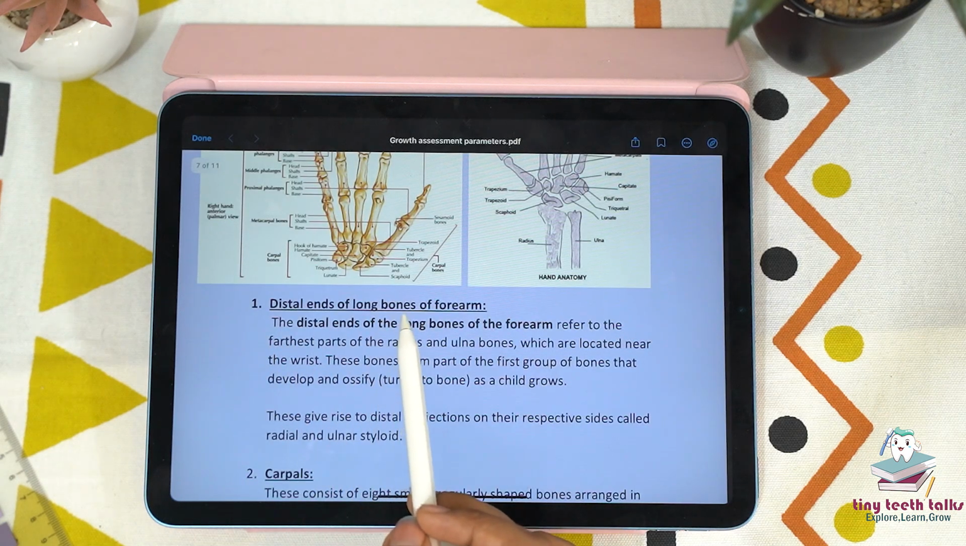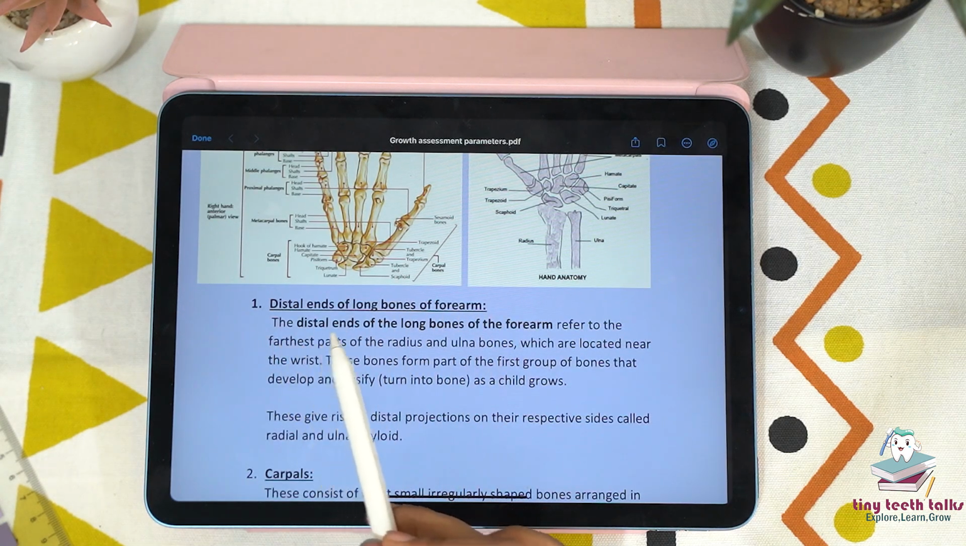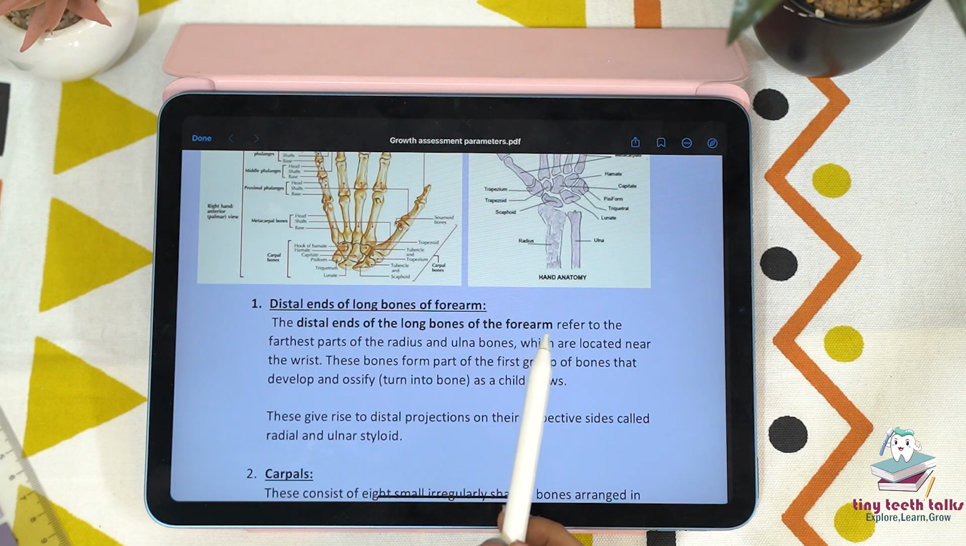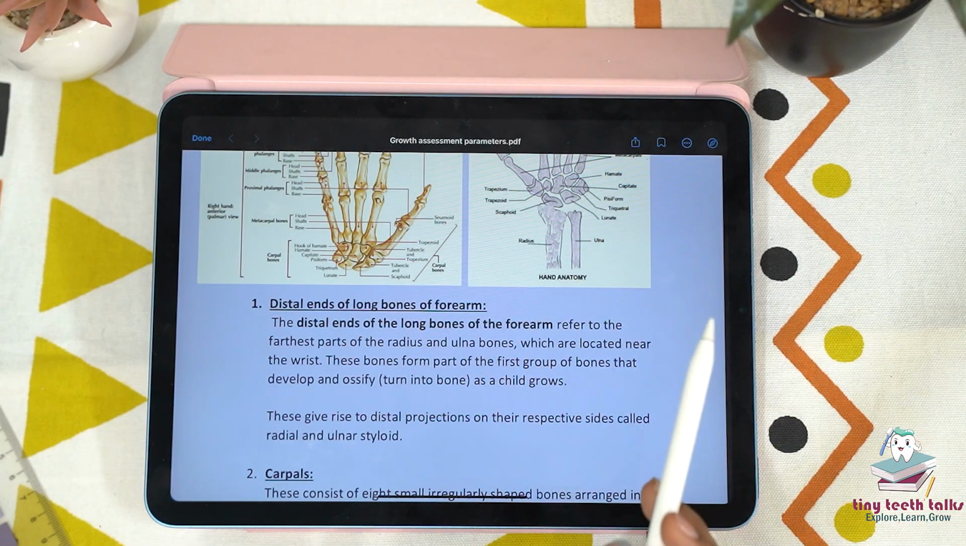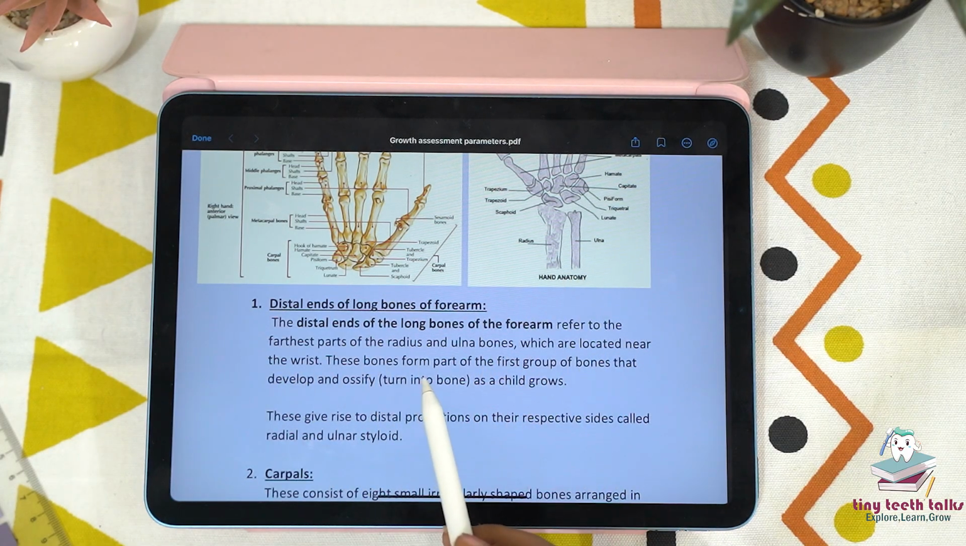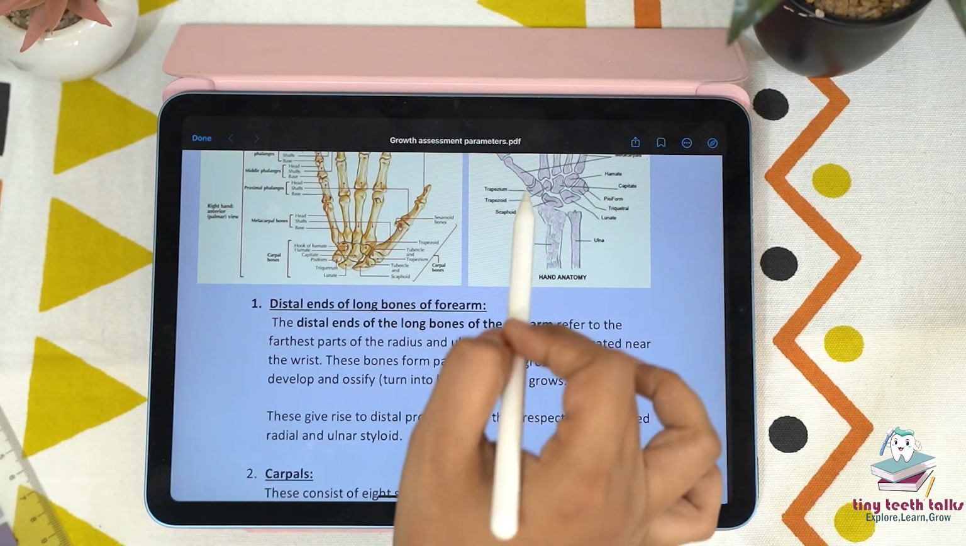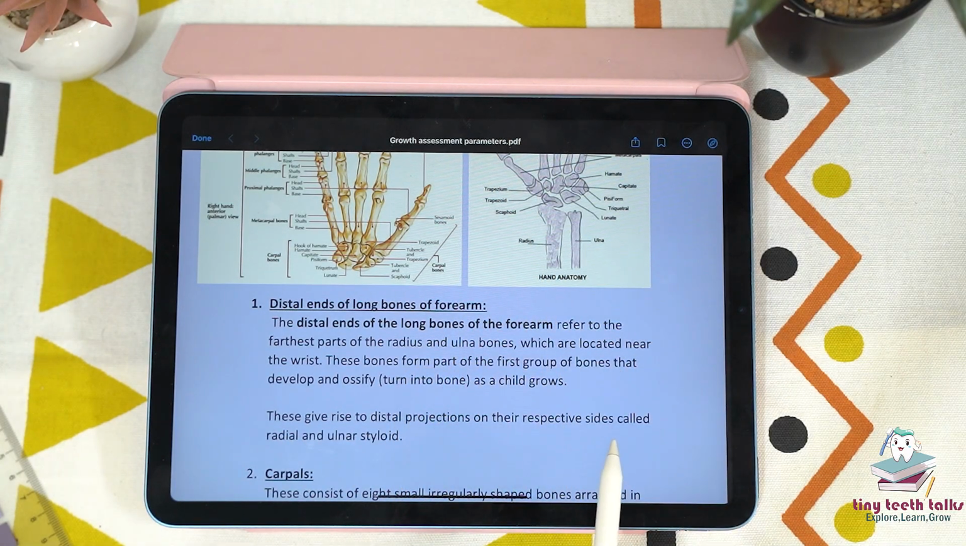First, the distal end of the long bones of the forearm. So the distal end of the long bones of the forearm refers to the farthest part of the radius and ulna bones. This is the radius and ulna bone, which are located near the wrist. These bones form part of the first group of bones that develop and ossify as a child grows, and these give rise to the distal projections of their respective sides called the radial and ulnar styloid.